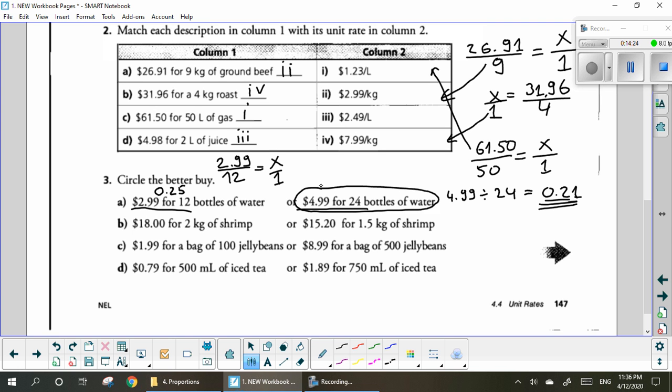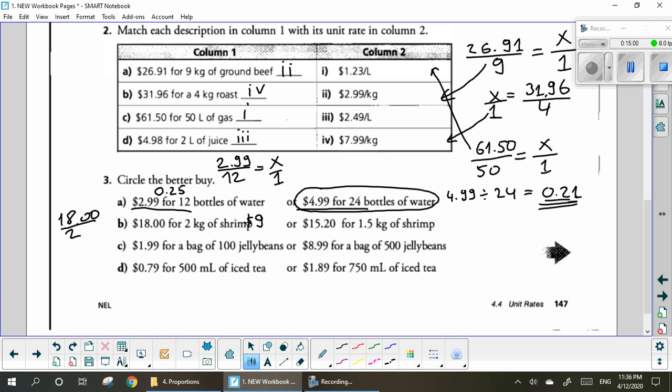The next one is we have shrimp. So we have a 2 kilogram packet and we have a 1.5 kilogram packet. Same strategy. I will divide 18 by 2. So $18 divided by 2 kilograms. What this will give me is how much it costs for 1 kilogram of shrimp. If I divide 18 by 2, you will hopefully know by now this is $9. So that means 1 kilogram of shrimp in this case will be $9.